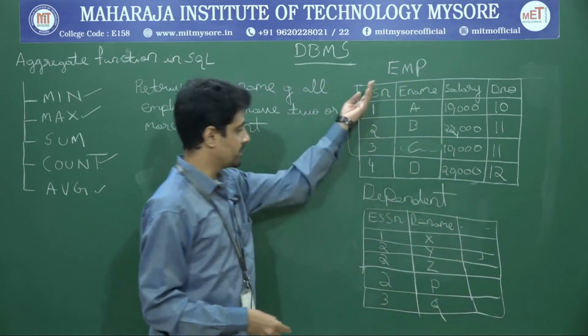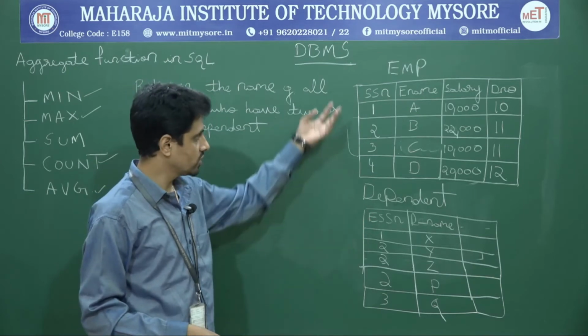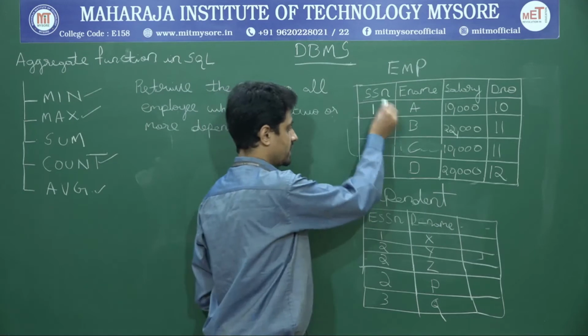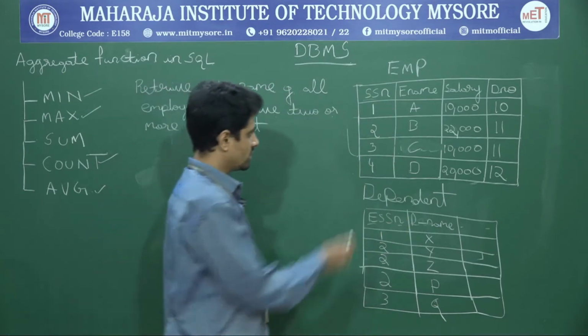So I have just written the employee table and the dependent table. Hope you know the meaning of dependent. As been told before, it's a weak entity. It depends on the employee table. This is the primary key and this is the foreign key. Okay. Now what is 1?